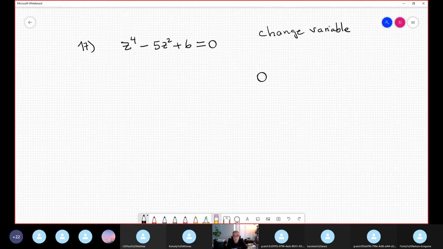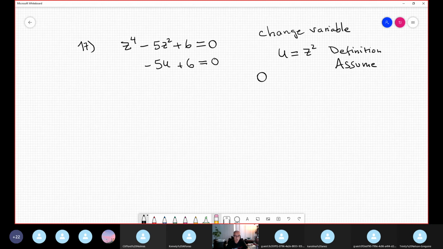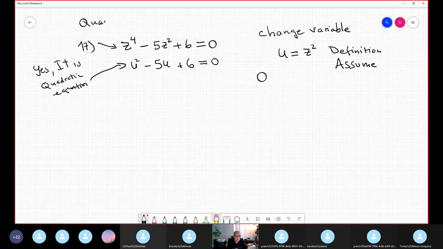The most common variable in a change of variable in mathematics is u. I don't know why. When you change the variable, you assume u equals c squared. This is a supposition, my definition, because I want. So u is equal to c squared. When I rewrite the new equation using the new variable u, 6 stays the same. This is minus 5u, because c squared is u, and this is u squared, because this exponent is twice this exponent. And now this equation, yes, is a quadratic equation. This one is. However, this one is not. This is quadratic form.